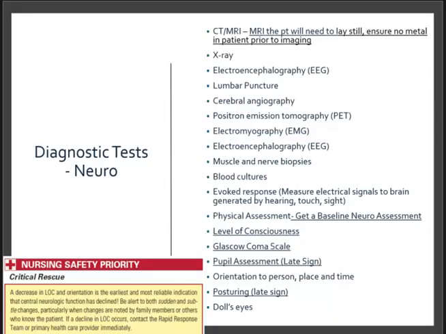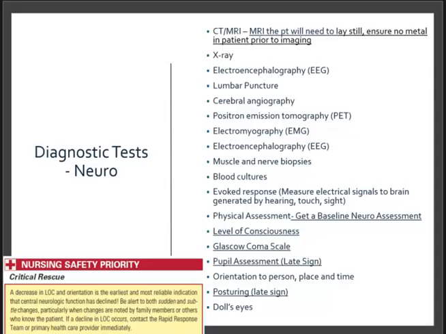We can do a PET scan, electromyography, your EEG again. Sorry, these are all laying in together. Muscle and nerve biopsies to see if the nerves are synapsing to the muscles. That goes in with your EMG. Blood cultures, especially if we're suspecting meningitis, are going to identify if it's bacterial versus viral. And if it's bacterial, we definitely need those cultures to let us know what antibiotic is probably going to be the best tool to use.